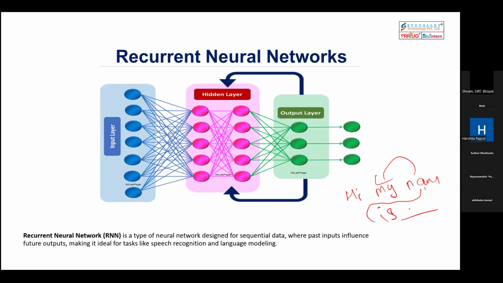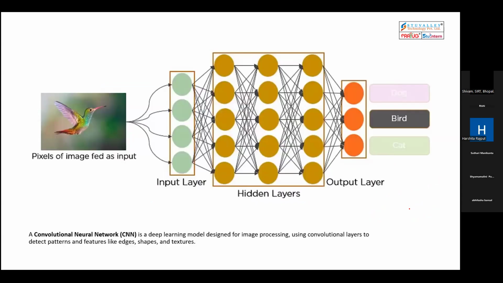And after that, there is something called CNN, the convolutional neural network.